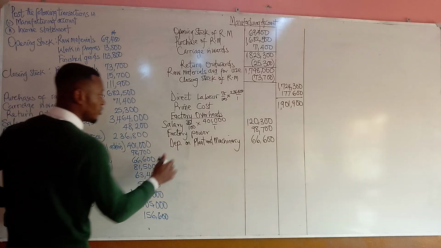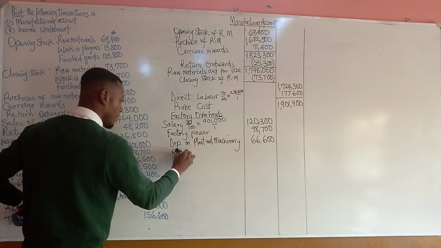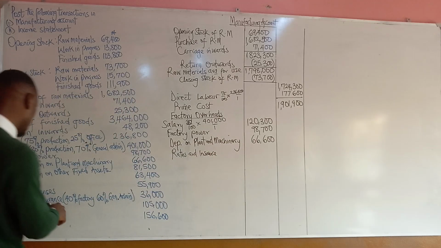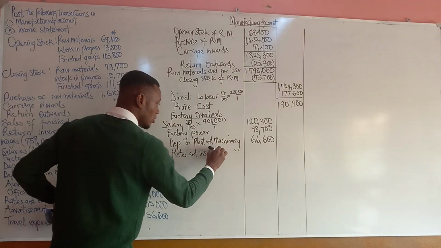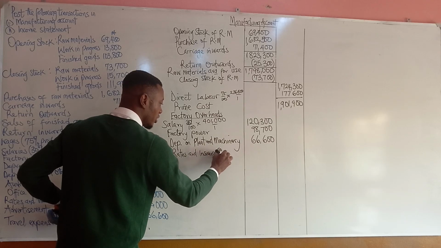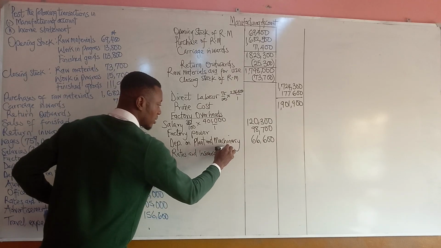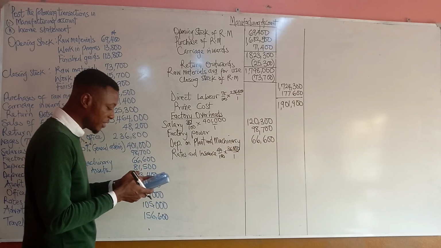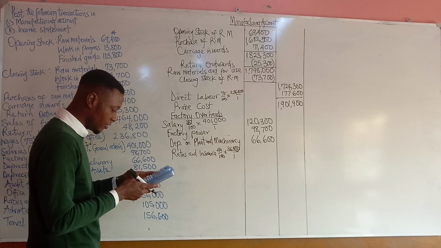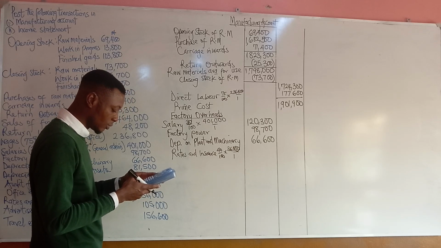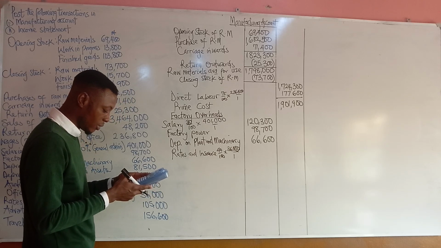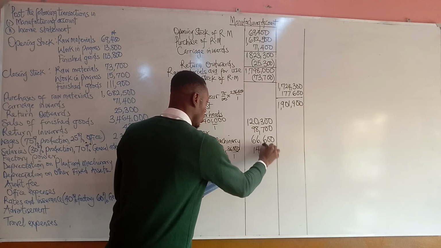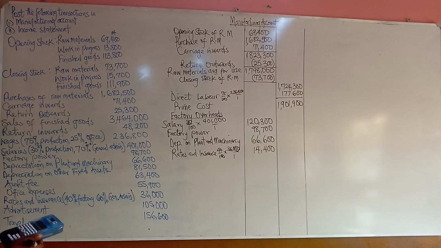Rate and insurance. We have rate and insurance. Now, rate and insurance, we have 40% for factory. So this will give me 40 over 100 multiplied by the total, 36,000, over 1. So I'll find 40% of 36,000. 40 times 36,000 divided by 100. This will give me 14,400.